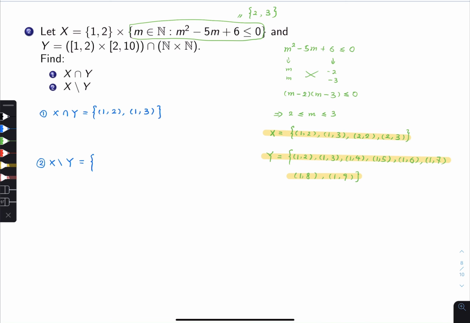(2, 2) is only in X, but not in Y, so that's our first element. (2, 3) is only in X, not in Y, so that's our second element. Those two are the final answer of this question.